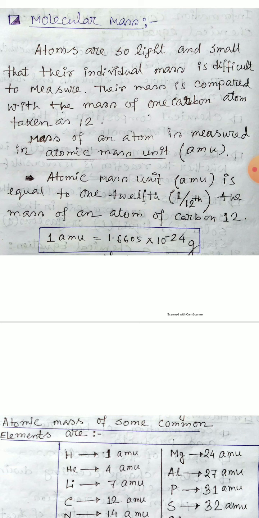There is a relation between AMU and gram or kg. 1 AMU is equal to 1.6605 into 10 to the minus 24 gram, or 1.6605 into 10 to the minus 27 kg. In kg it is 10 to the minus 27, and in gram it is 10 to the minus 24. You have to remember.